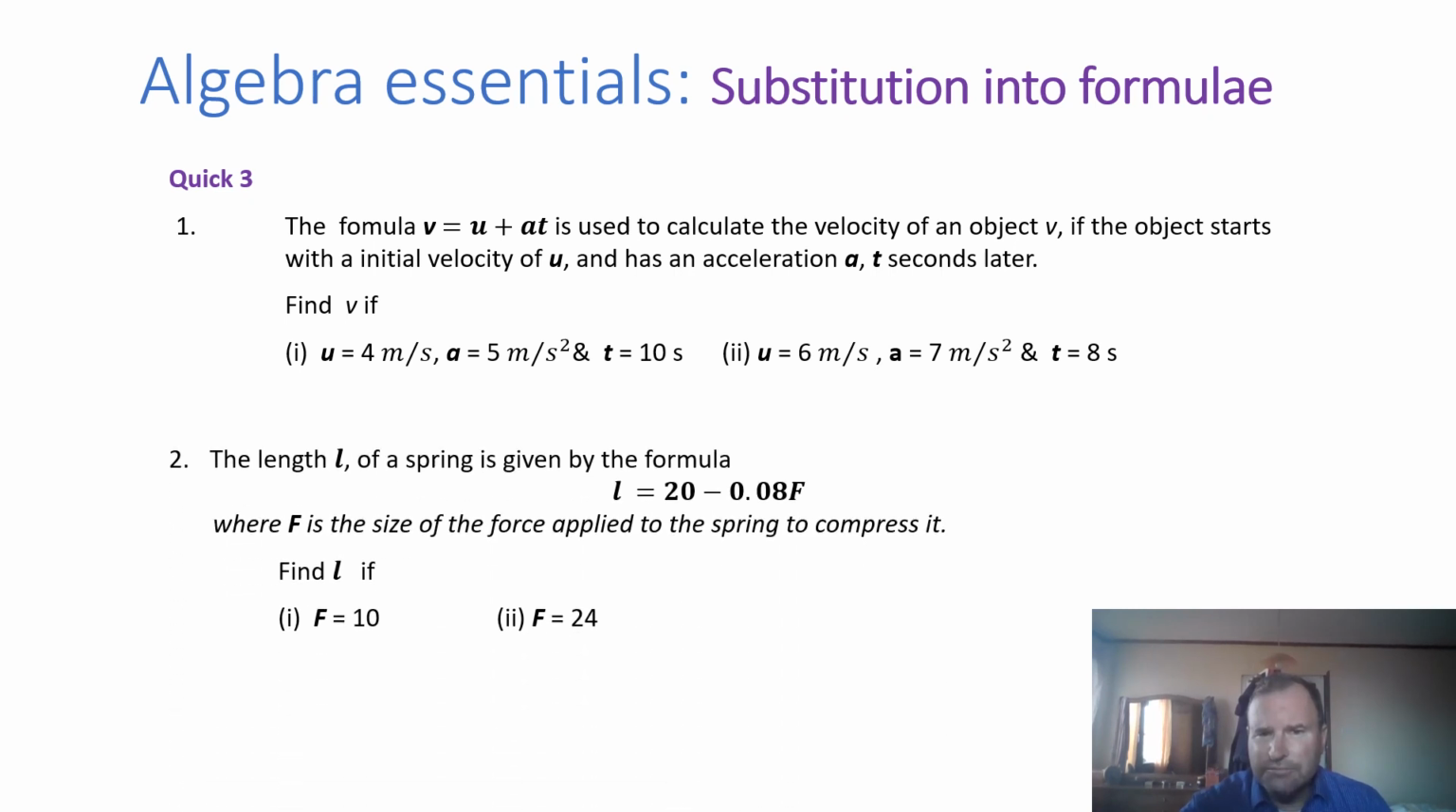Here's question 2. The length L of a spring is given by the formula L equals 20 minus 0.08F, where F is the size of the force applied to the spring to compress it, meaning to squash it down. Find L if you're given F equals 10 in the first part, and F equals 24.